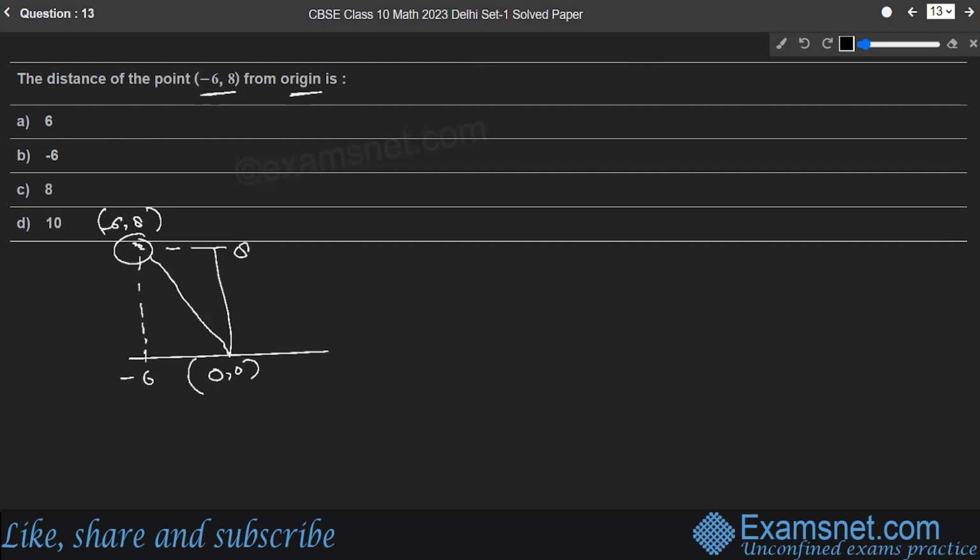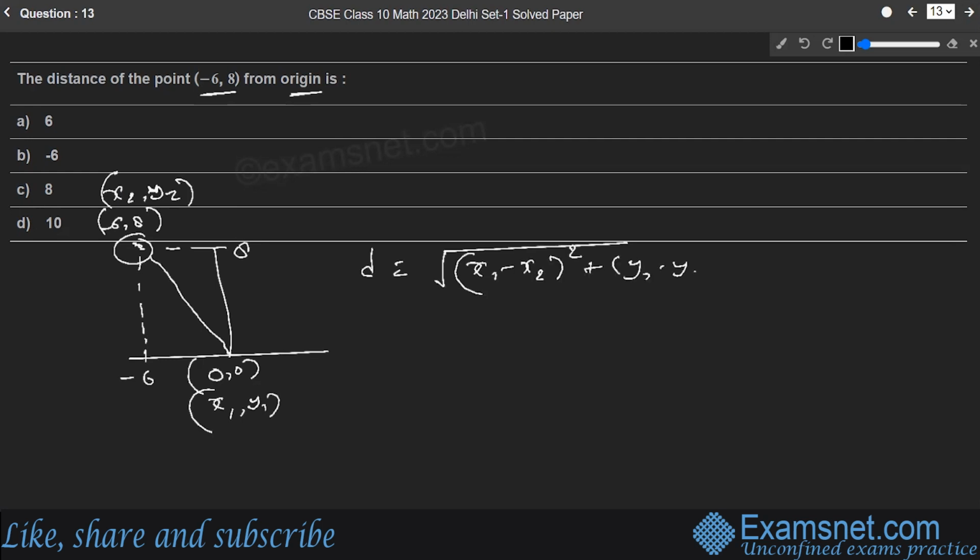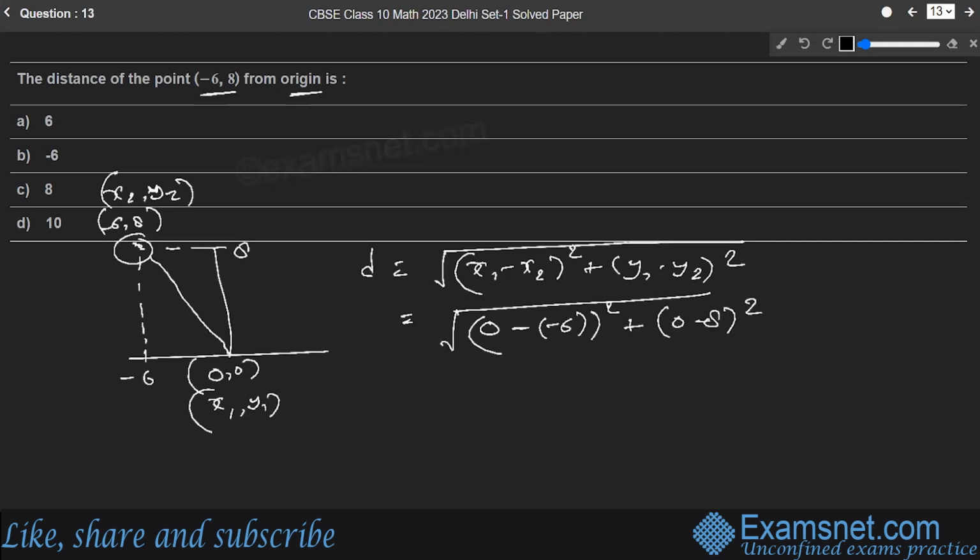We can use multiple things. We can simply find the distance formula, in which x1 and y1 are 0, 0 and x2 and y2 are minus 6 and 8. Now let us use the distance formula, which says under root of (x1 minus x2) whole square plus (y1 minus y2) whole square. So x1 is 0, x2 is minus 6, so 0 minus minus 6 whole square plus y1 minus y2, which is 0 minus 8 whole square.